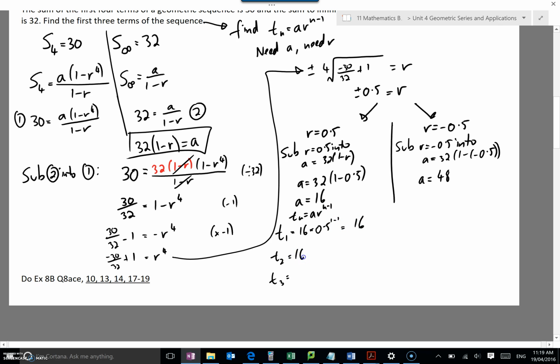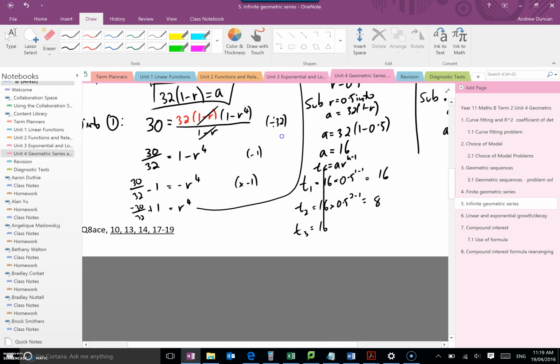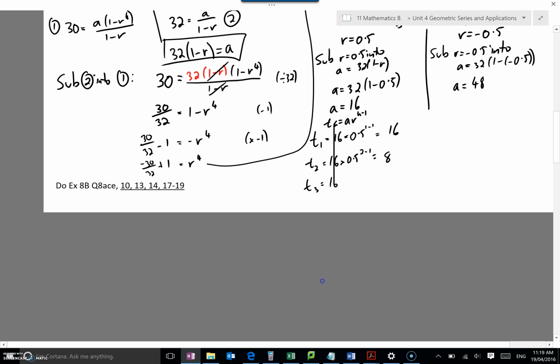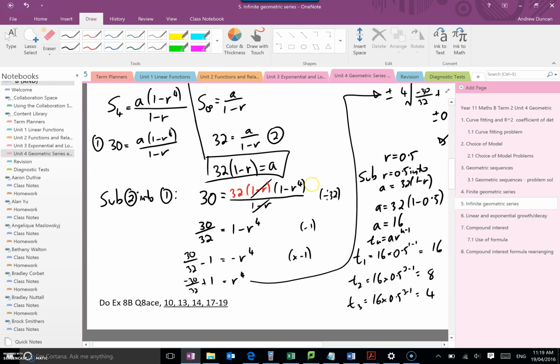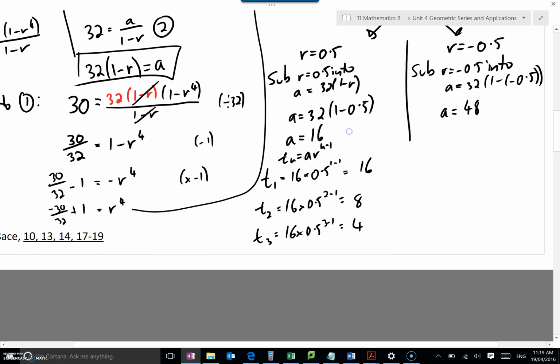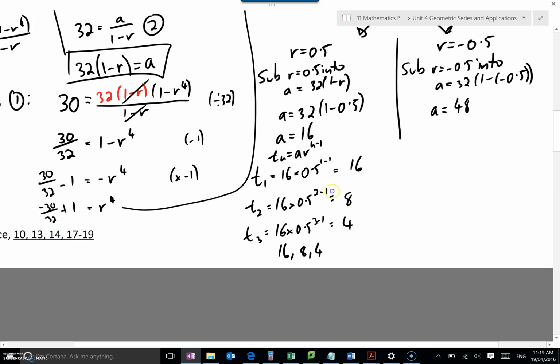For term 2, 16 times 0.5 to the power 2 minus 1. I'll end up with 8. Term 3, 16 times 0.5 to the power 3 minus 1. I end up with 4. So one of my answers is that the first three terms are 16, 8, and 4.